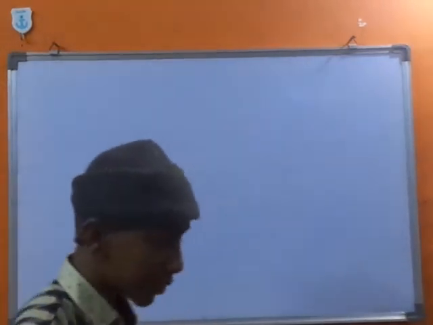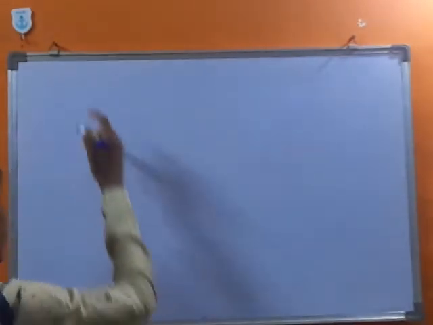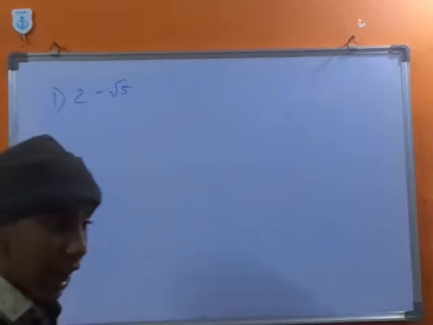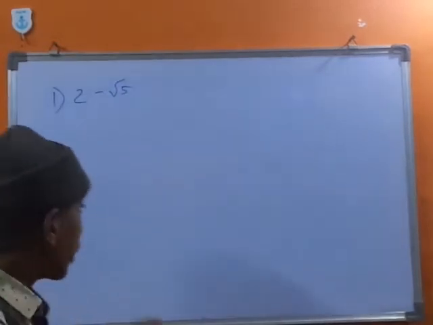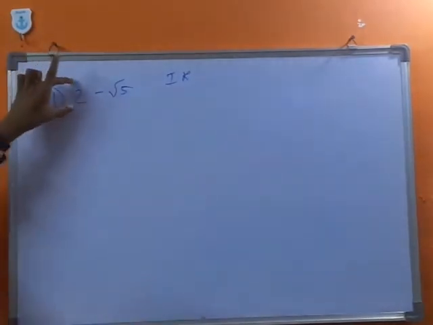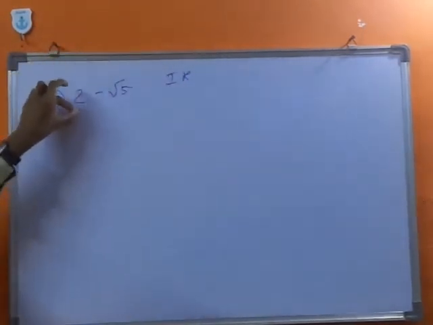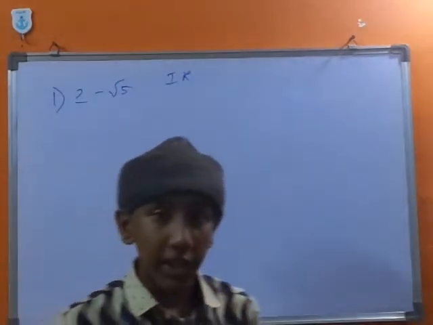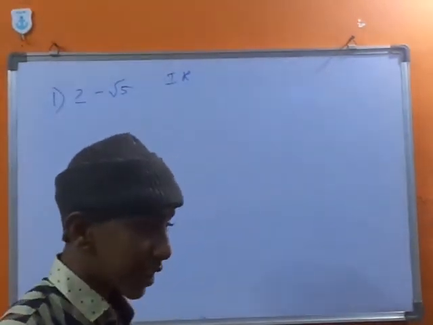So, the first one, 2 minus root 5. As I already told you, this is irrational because if we add or subtract an irrational with a rational, then it is irrational.